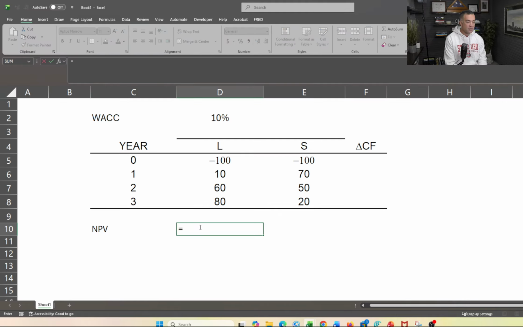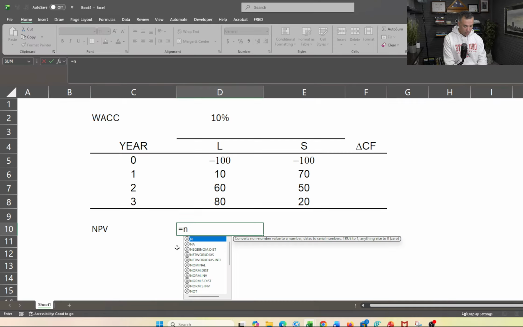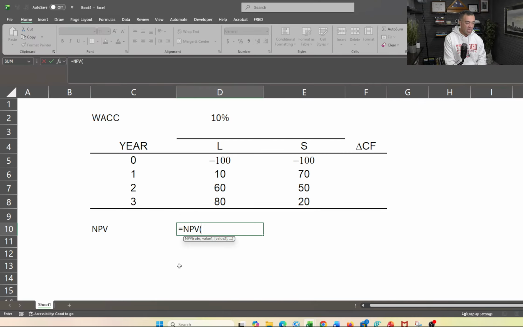So how do we do this? We're going to go equals. Just remember, in the net present value function, year zero is already in the present. Therefore, we are going to do equals net present value. You want to read what it says below. So we have the rate, which is the WACC. We're going to discount all future cash flows according to the WACC. And then we want to know the values. Well, the values are, by definition, the net present value is all future cash flows into the present.